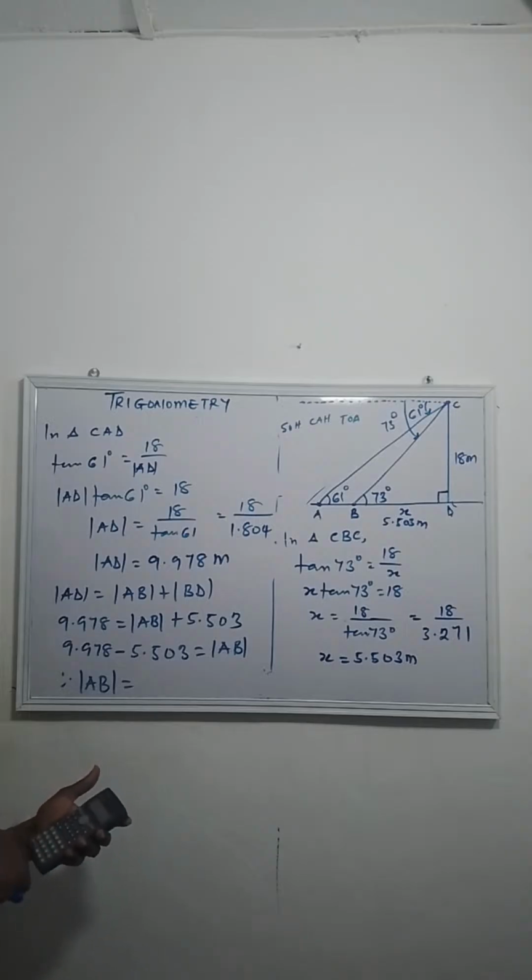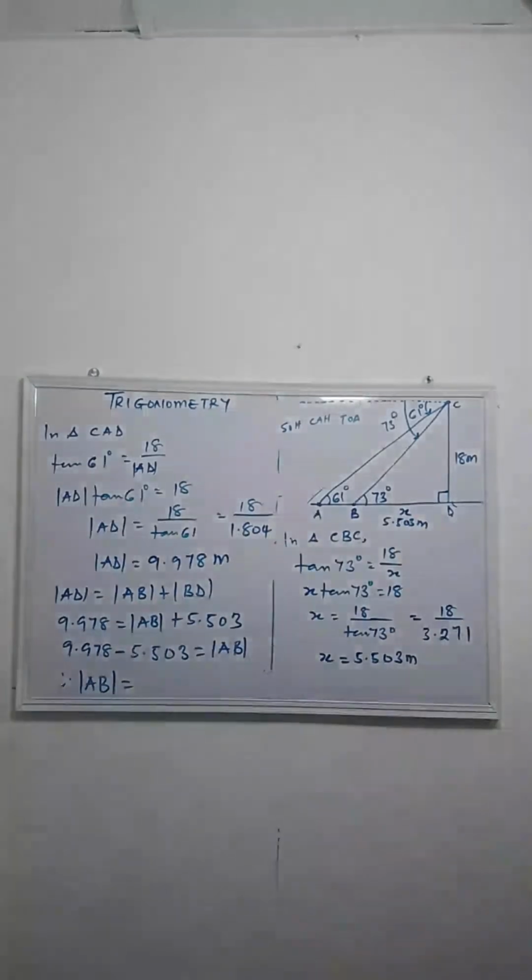So 9.978 minus 5.503. What do you have as your answer before I drop mine? What is the answer? The difference between 9.978 and 5.503. Yes, anyone with the answer? Okay. Yes, Omolara, I can see your answer. Yes, 4.475. Do you all agree with our answer?